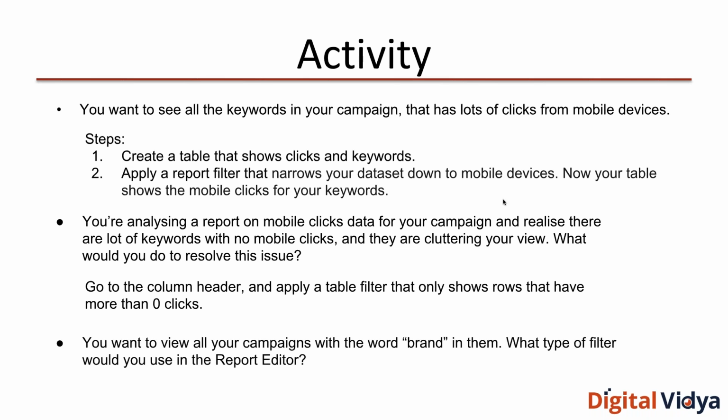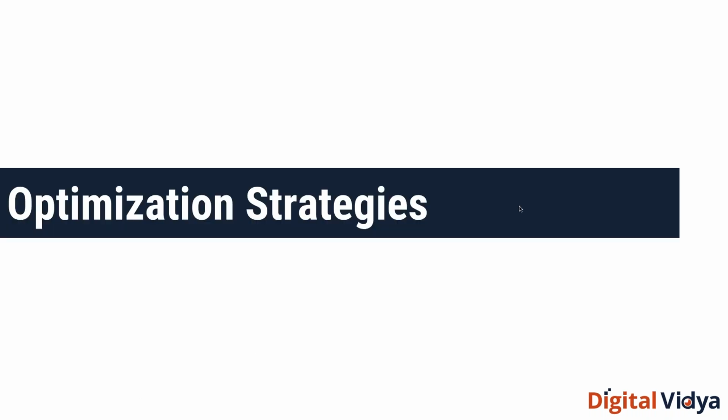Now if you want to view all your campaigns with the word brand in them, what kind of filter would you use in the report editor? You'll use a report level filter, right? Because you have to tell the report editor the campaign that should qualify to be part of the report needs to have the word brand in them. So you can create a filter with the name campaign name contains brand, so that only those campaigns whose campaign name has the word brand in them will be part of the report.